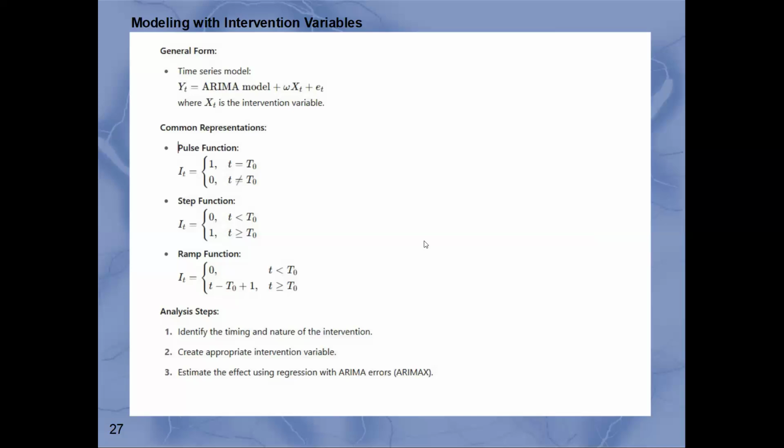So in analysis, we identify the time and the nature of the intervention, then create an appropriate intervention variable, and then estimate the effect using regression with some other model.